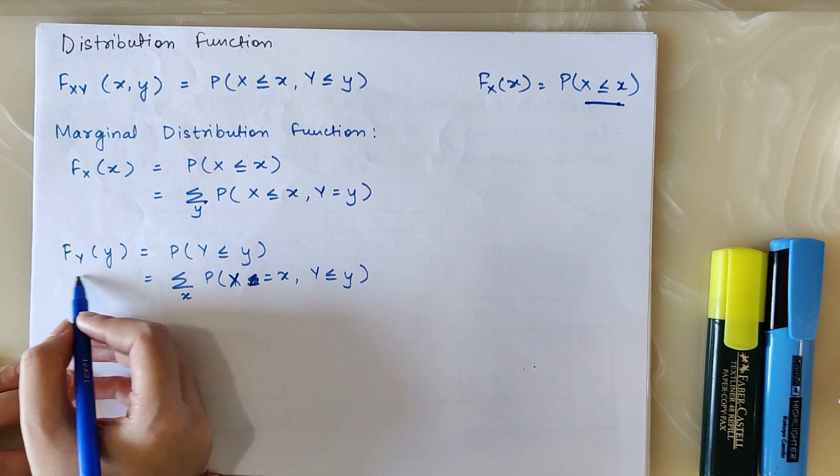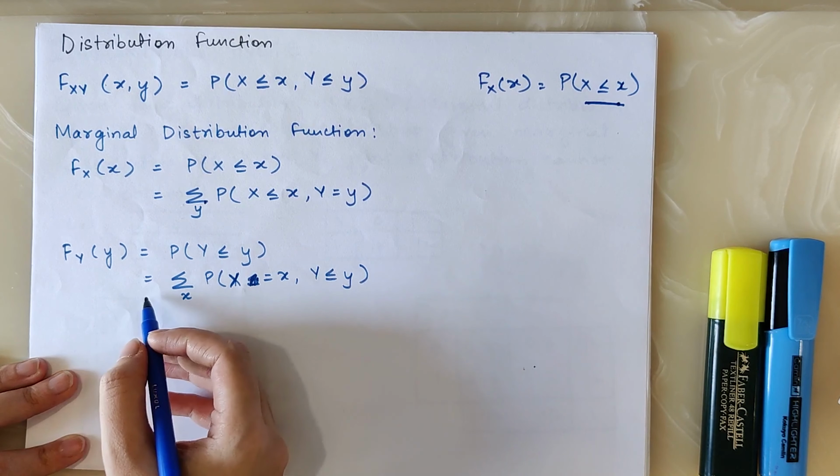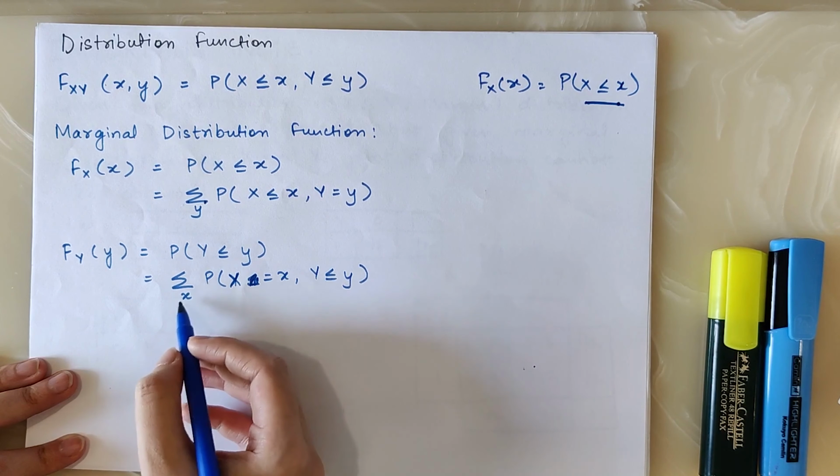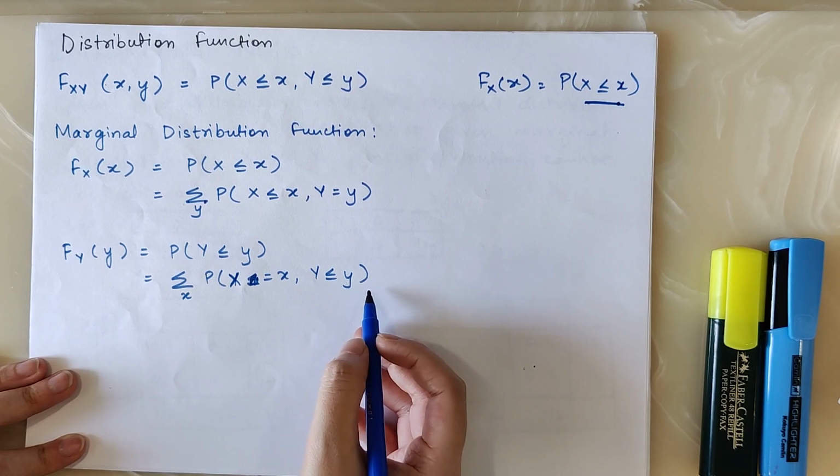Now let's move on to capital F of y, which is equal to probability y less than or equal to y, and it is calculated by taking the summation over x, where probability x is equal to x and y is less than or equal to y.